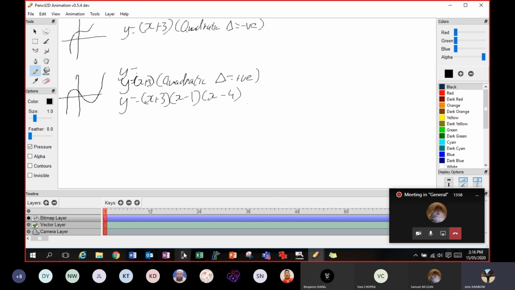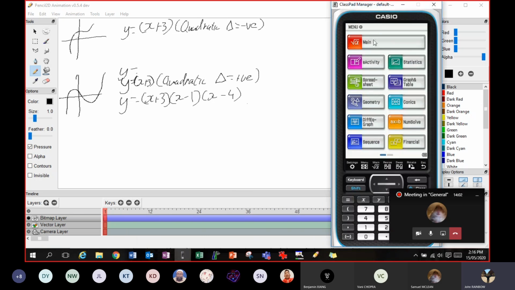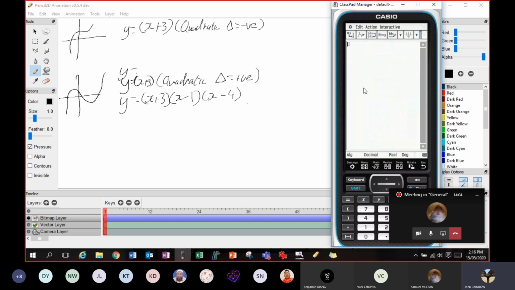On your CAS, we'll show you how you can actually expand this as well. So if you want to do it quickly, you can just plop your CAS, go to main, edit. Okay, so I'm just going to type x plus 3, x minus 1, x minus 4, and we're just going to highlight this. We're going to go interactivity. I'm going to highlight all this with a stylus.